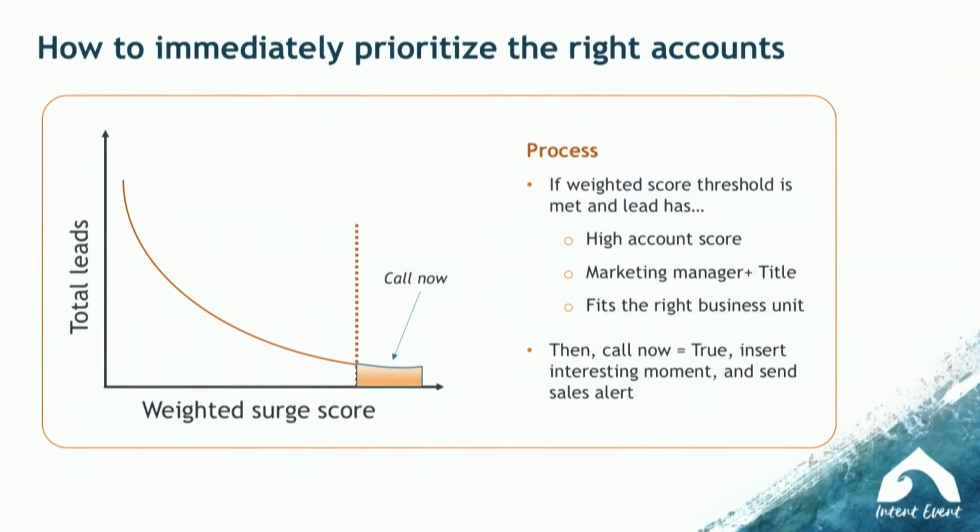We have 3 account prioritization levels. You have a contact me, literally filling out a contact me form. You have your MQL or now AQL, and then you have these call nows, which are where marketing says you should call these leads. These are also done with high account scores. So yes, you showed a lot of surge activity. Yes, you have a high weighted surge score, but you're at the right account. Lead space, the high account score is there. Only marketing managers and above, sometimes directors and above, and they have to fit the right business unit. Then we go ahead and say, yep, it's a call now.